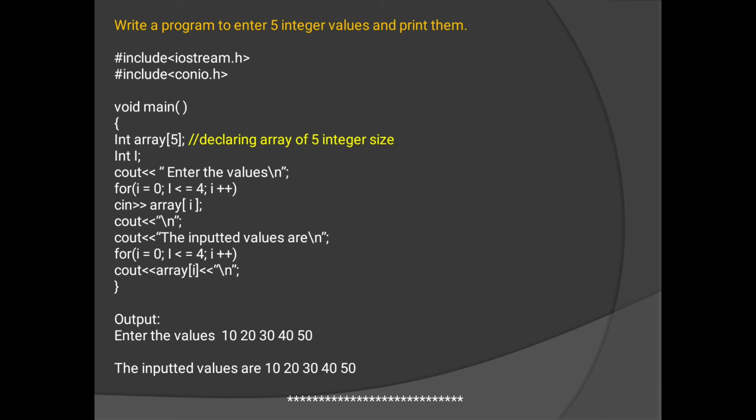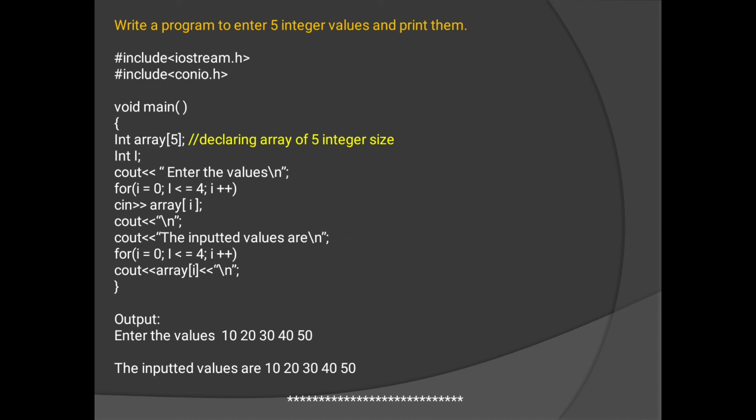Next is your for loop. In the for loop, you can see that i is initialized with 0. So here i equal to 0, and initialization is done only once. Now why does it start with 0? Because the array index starts with 0, right?